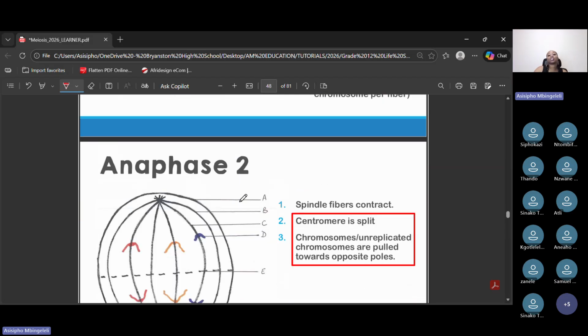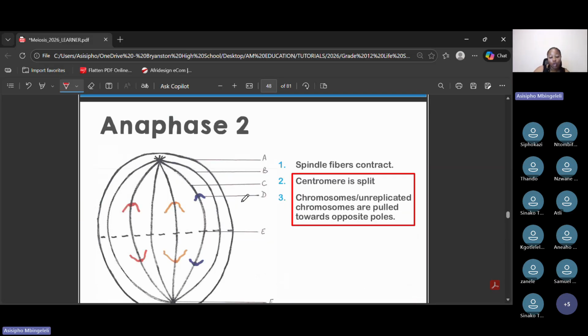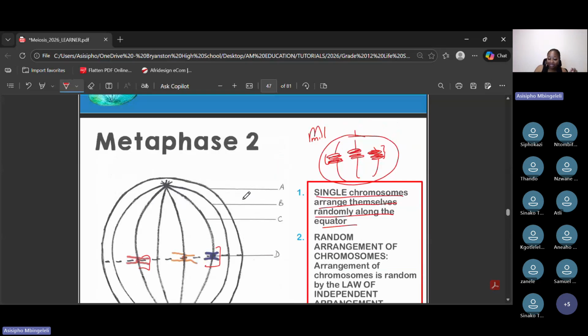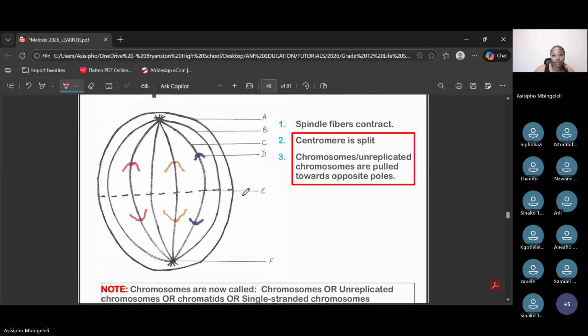Then anaphase 2. Also, the terminology that we used. Remember, in metaphase 1, we said homologous chromosome pairs align in the middle of the equator. In metaphase 2, we are saying single chromosomes align randomly in the middle of the equator. Then in anaphase 2, the centromere is going to split, and that centromere splits when the spindle fibers contract.